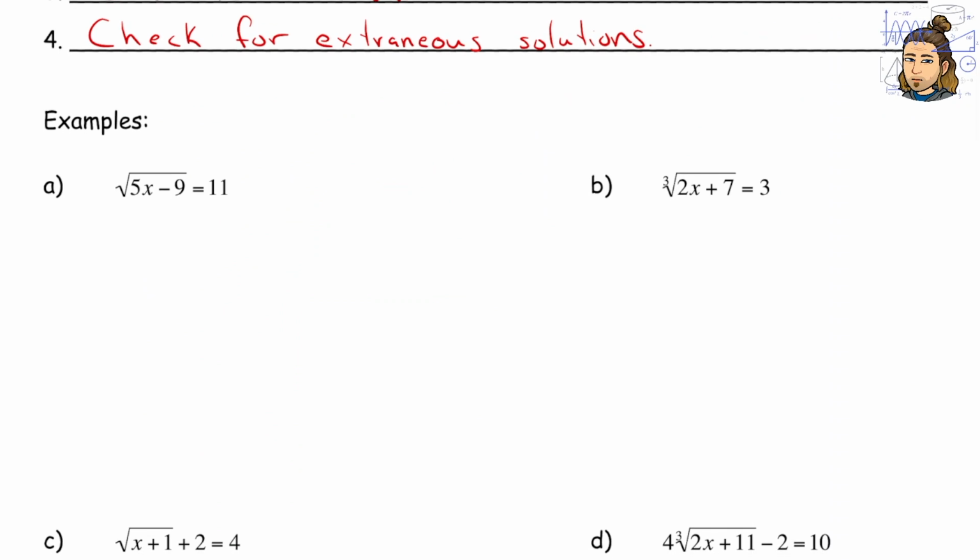We have the square root of 5x minus 9 equals 11. So following our steps, the radical is already isolated. And now we need to go ahead and raise each side of the equation to the same power so that we can eliminate the square root. Now we can go ahead and simplify. And now this becomes a simpler problem that we could all solve.